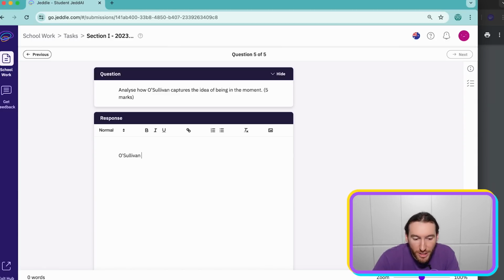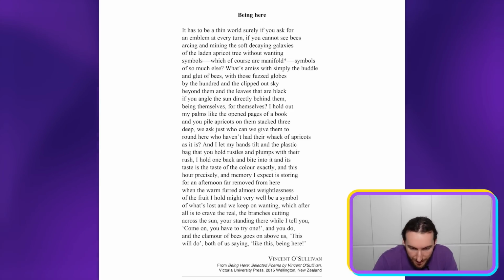So O'Sullivan, what does she do? It says, how does she capture the idea? Because it's a 5 marker, I want to give a technical part to this answer in my topic sentence. What I mean by that is some kind of broad technique that will encapsulate a lot of it. So I might say, O'Sullivan employs rich, natural imagery. What else? Things that encompass the whole piece. I don't want to limit anything to one particular word, but maybe the style is always a good one.